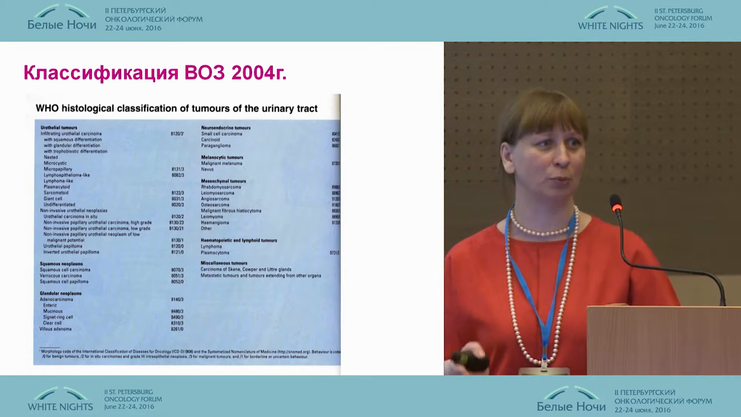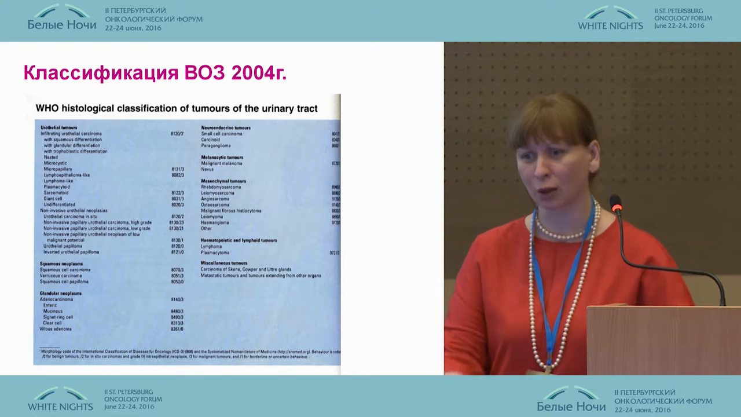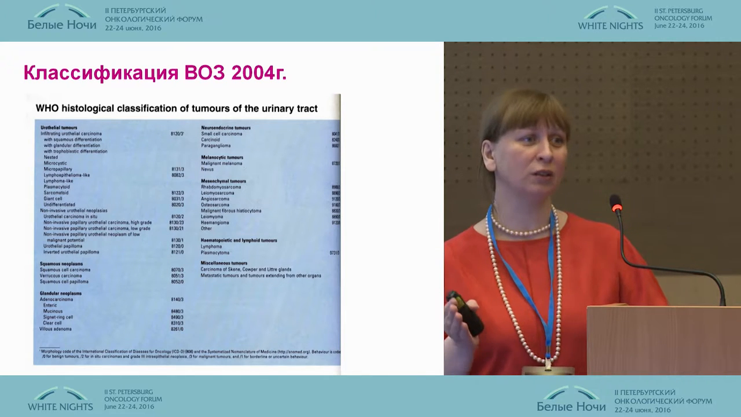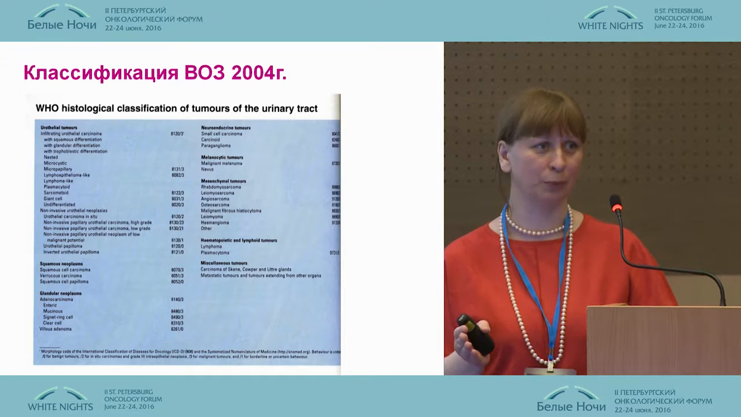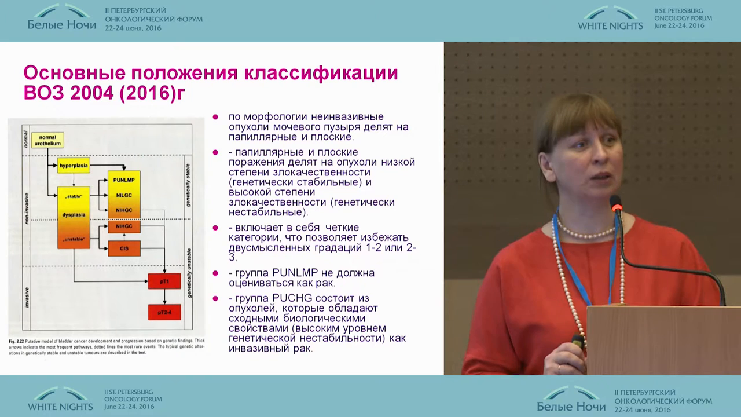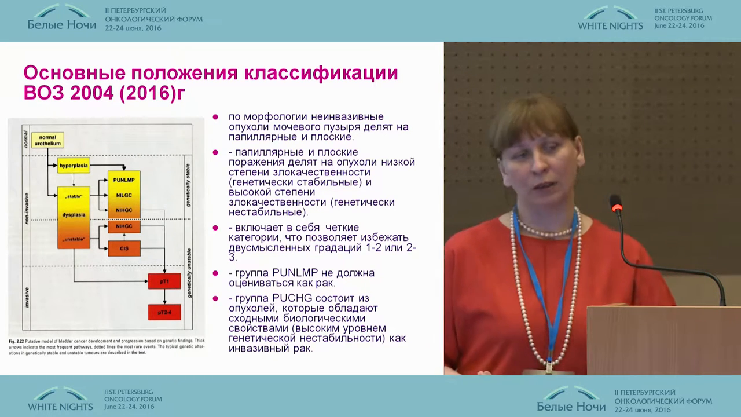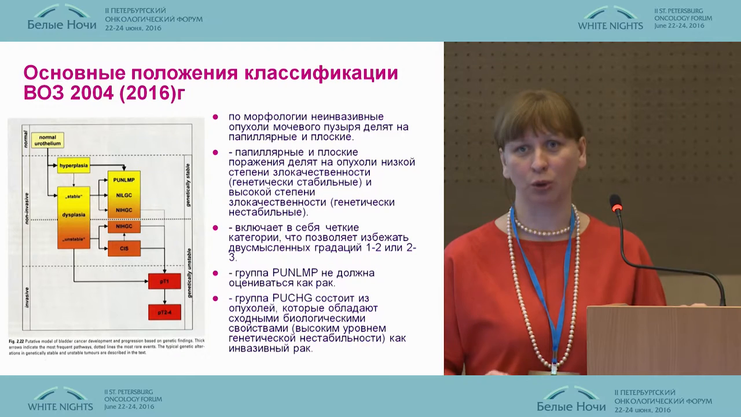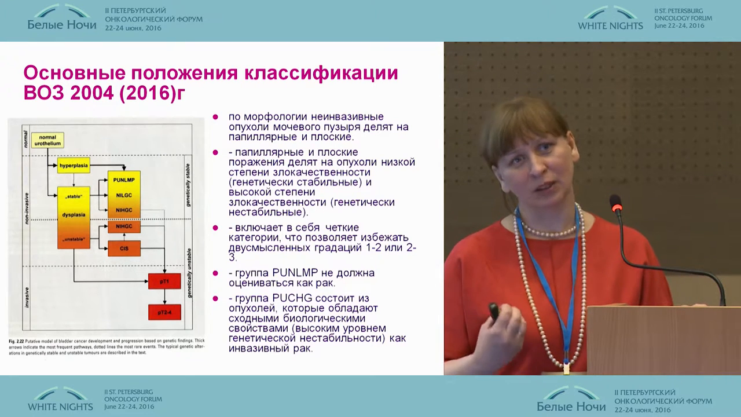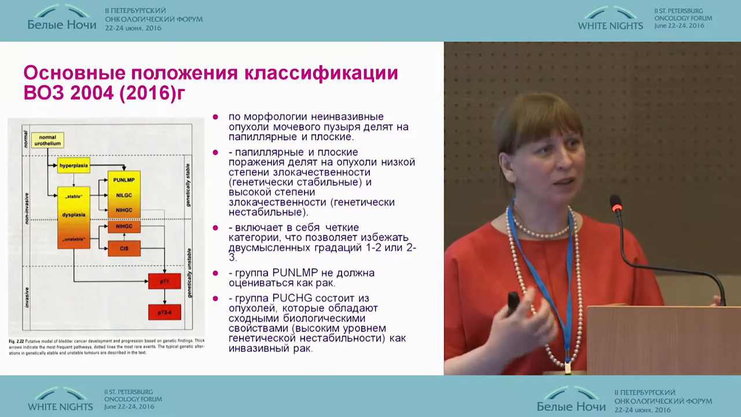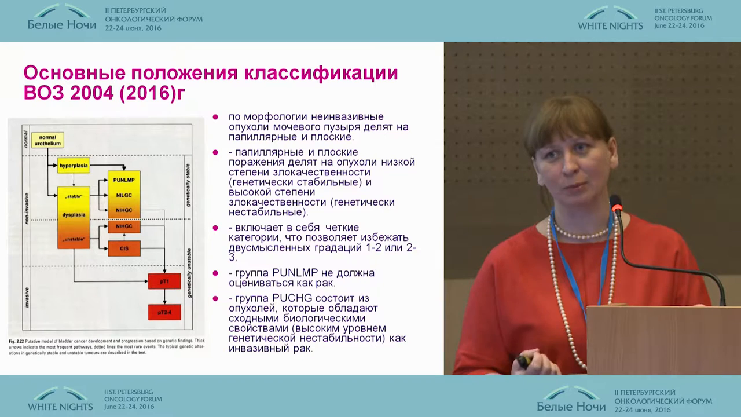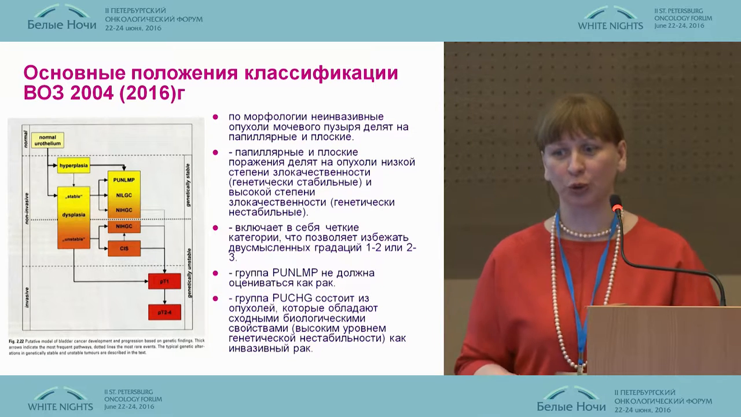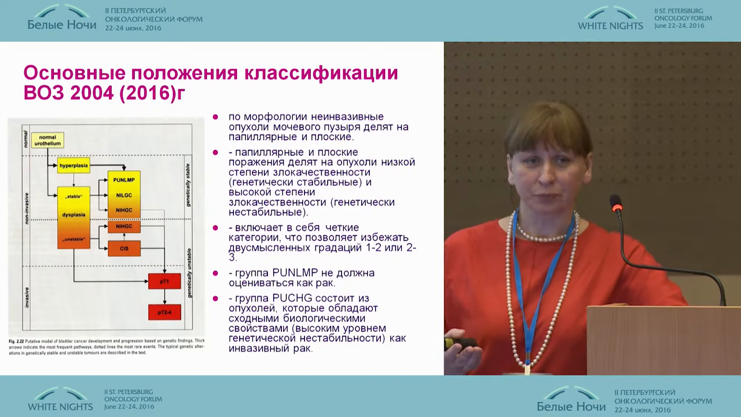In 2004, they elaborated a new classification that was adopted. It repeated the classification scheme of 1998 that was worked out by the Society of Uropathologists and WHO. It is based on the molecular and genetic changes that take place in certain types of tumors. I will not go deep into details about these changes, but they are reflected in the morphological picture, and we see the morphological signs in the microscope, and then they fall into this or that category.